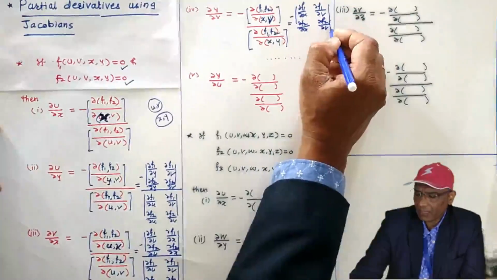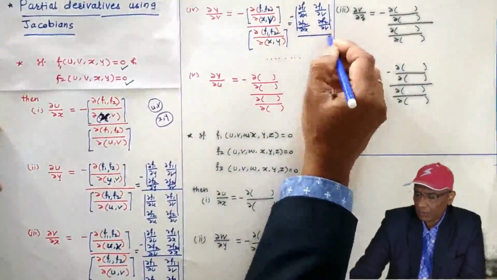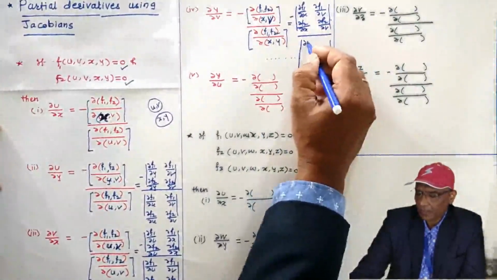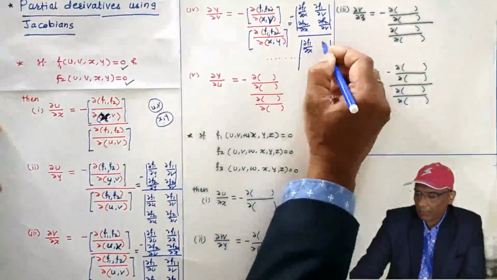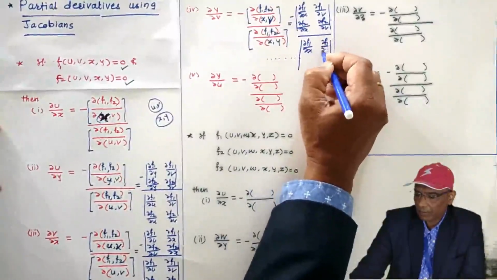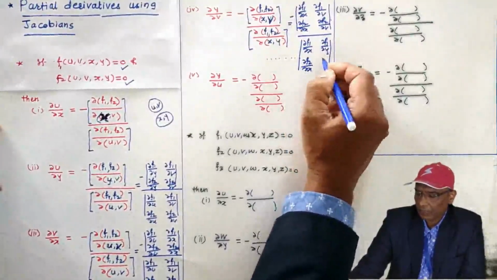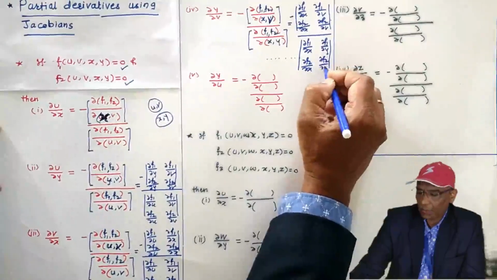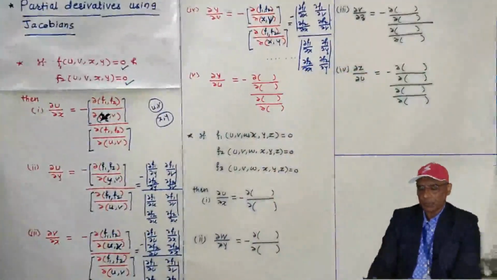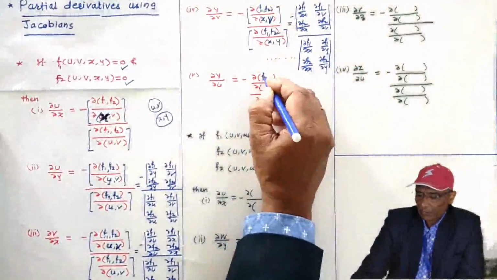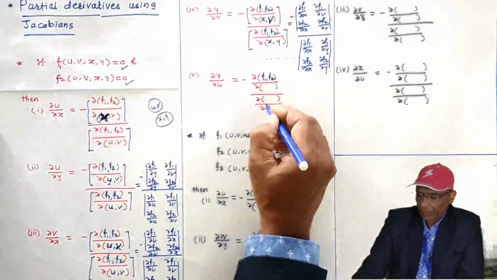Previously we have done so. The determinant here: del f1 by del x, del f1 by del y, del f2 by del x, and del f2 by del y. This is the denominator's Jacobian. Now, del y by del u, how do you find it? Write down f1, f2 here.